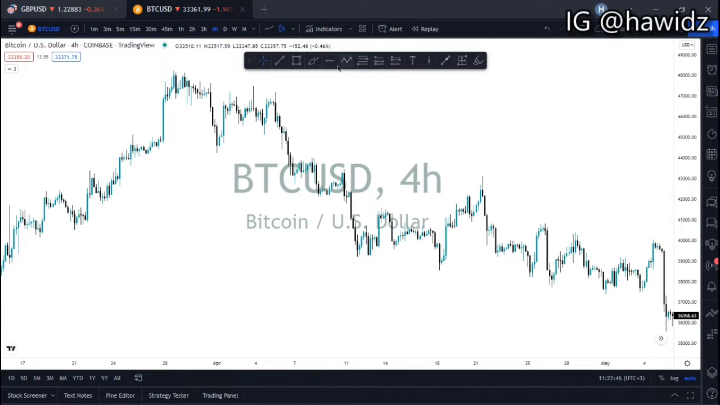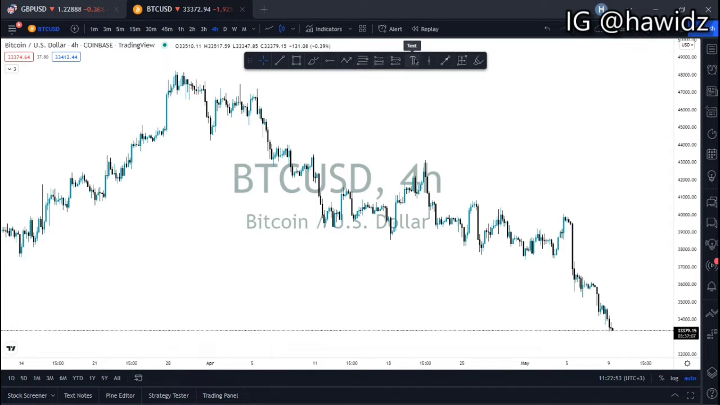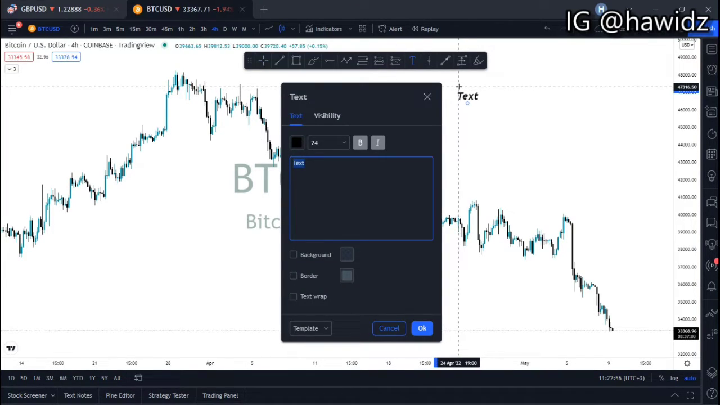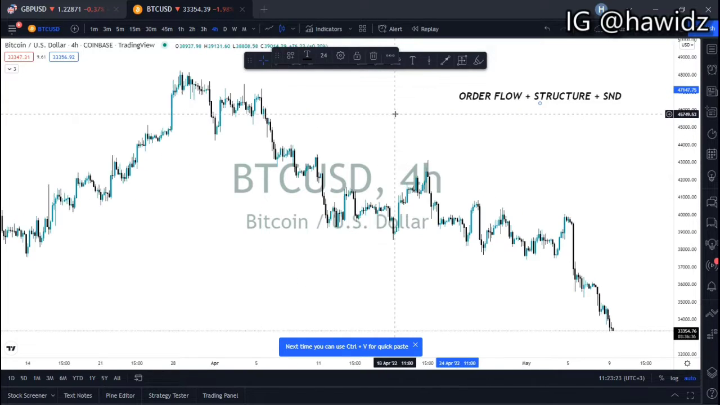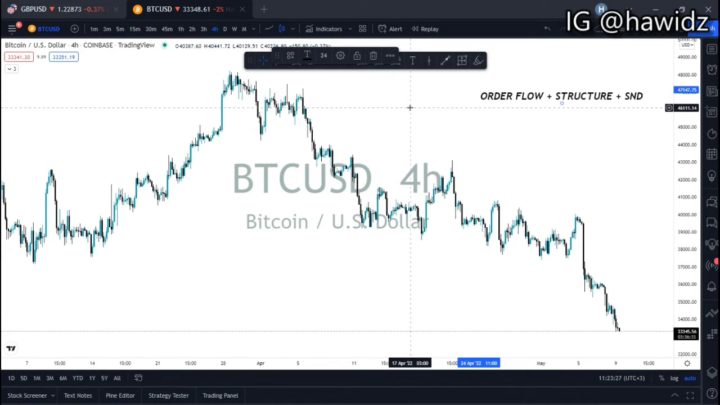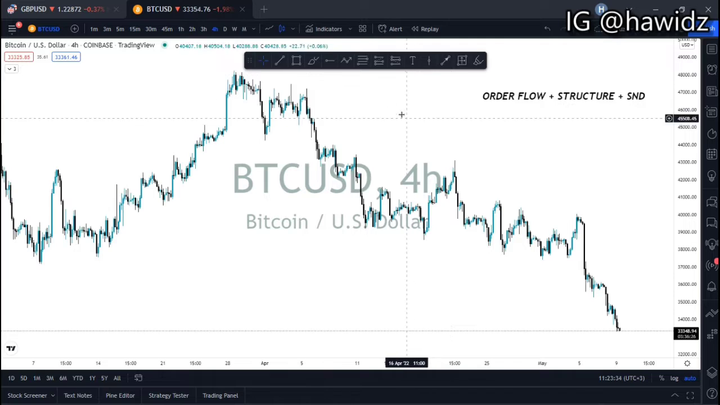In this video, I'm going to be talking about the combination of order flow structure as well as S&D in the smart money space of trading, right? So this is going to be order flow, the structure, plus S&D. Boom. So this is what I'm going to be talking about today. How can you integrate order flow with structure as well as supply and demand or order blocks for you to get the best possible chances out of this market?